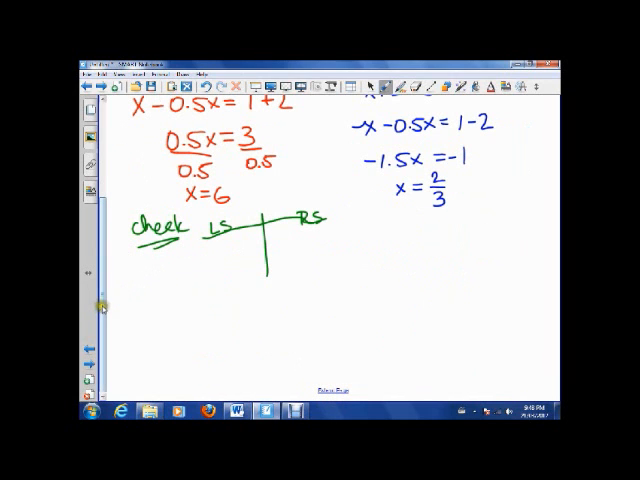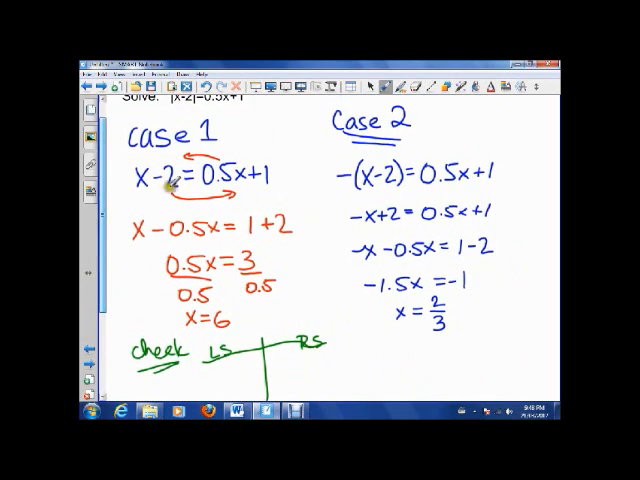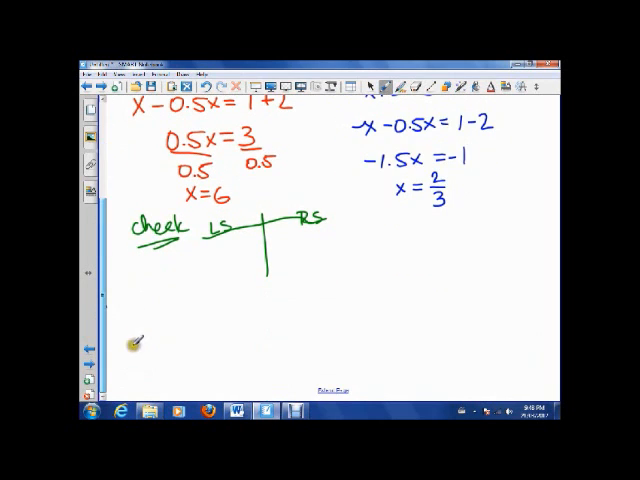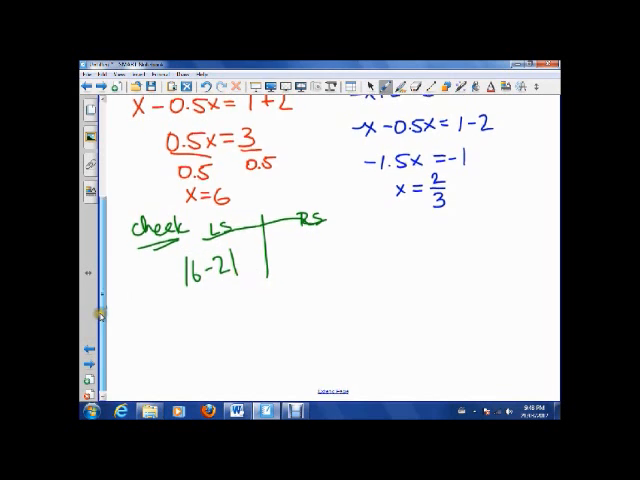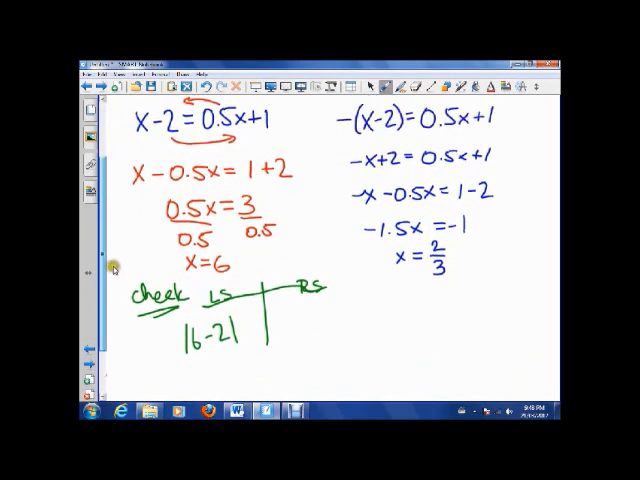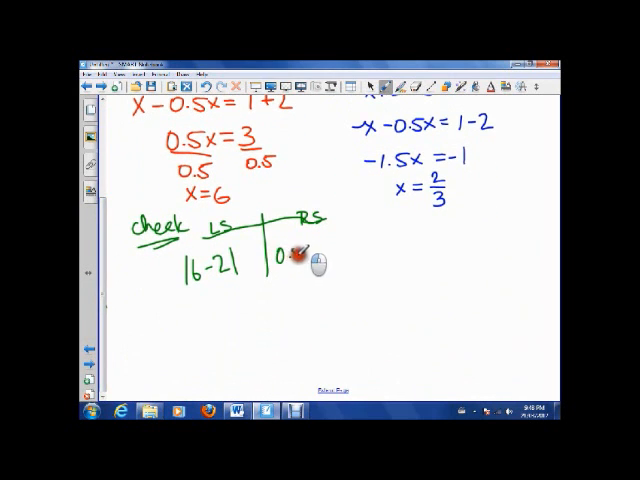Right? So my left side says the absolute value of x minus 2, so the absolute value of 6 minus 2, and my right side says 1/2 x plus 1, so 0.5x plus 1. So here I get absolute value of 4, which is 4, and here I get 3 plus 1, which is 4. So that works. Now is this one going to work?